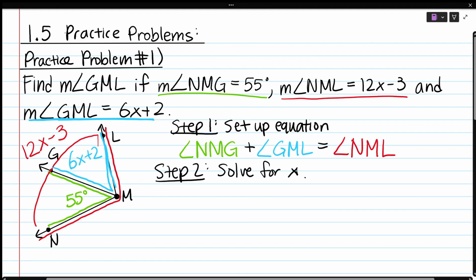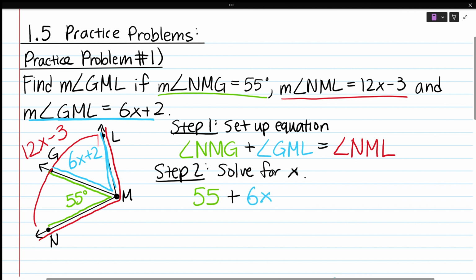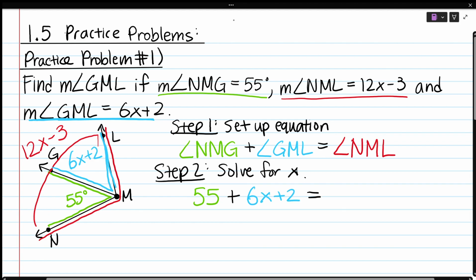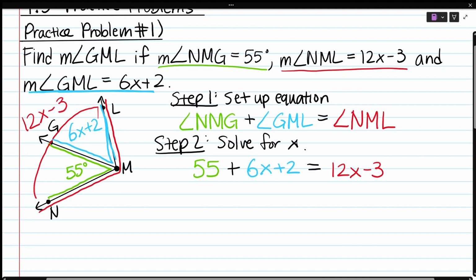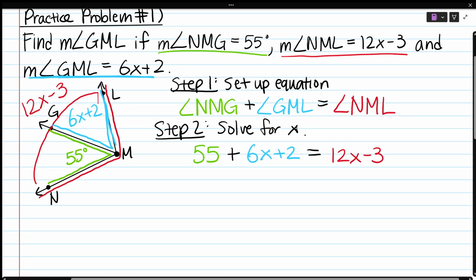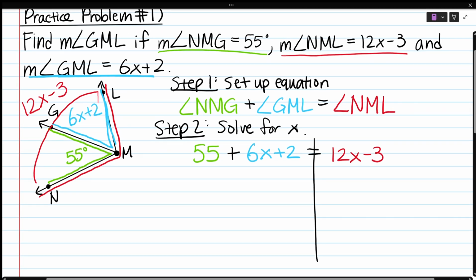Okay. So now that we set up our equation, step 2 is solve for x. Right? Solve for x. We know NMG is 55, so let's plug that in. 55 plus GML is 6x plus 2 equals, and then NML is 12x minus 3. Okay. Now we have our numbers plugged in. This is what we've been practicing, right? Solving for x. Okay, I'm going to split this down. I'm looking at this left side of the equation. Are there any like terms? I see 55 and 2. They don't have any x's, so we can combine them. 57.